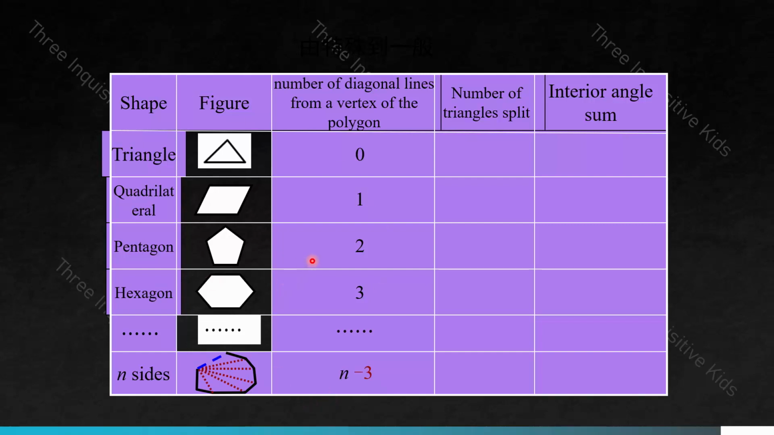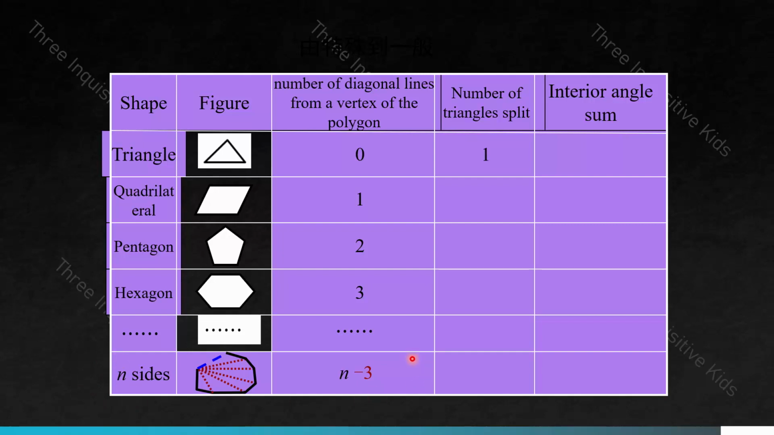Concluding from this pattern that we saw, if there is a polygon with an n number of sides, how many diagonal lines can it form from any vertex of that polygon? Well, as we can see, in a triangle, a polygon with 3 sides, 0 can be formed. In a quadrilateral, a shape with 4 sides, 1 can be formed. A pentagon, a polygon with 5 sides, 2 can be formed. In a hexagon with 6 sides, 3 can be formed. So what is the answer to this problem? N, whatever the number of sides that shape has, minus 3.